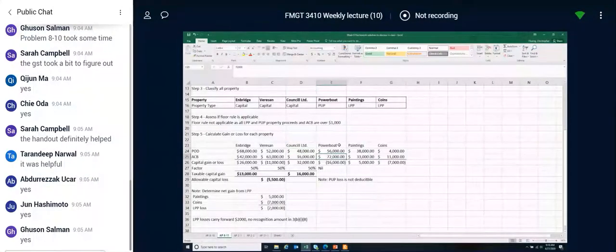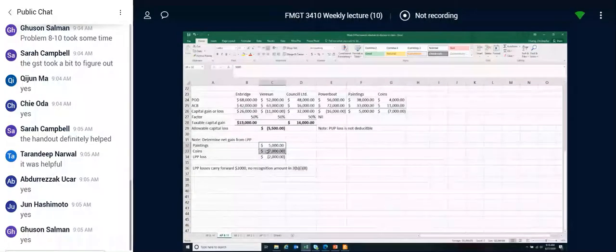You have your powerboat. Your powerboat is PUP. So remember from last time, if it's PUP and the amount is negative, then it'll be automatically nil. Now the paintings and coins, those are the LPP items. And remember, the vacant land and the personal residence are not automatically deemed to be sold when you leave Canada.